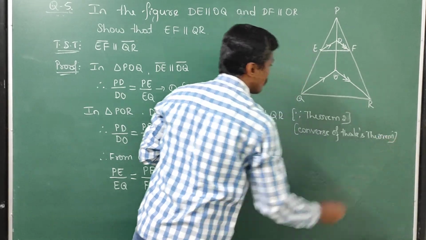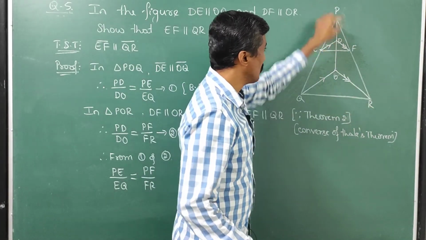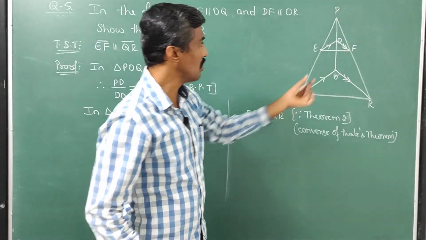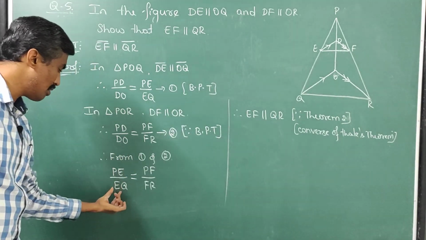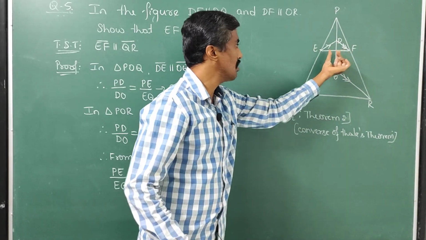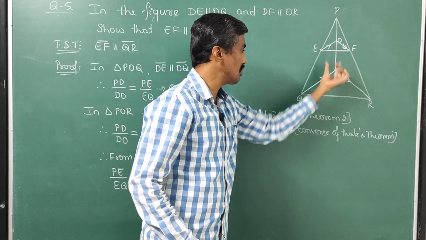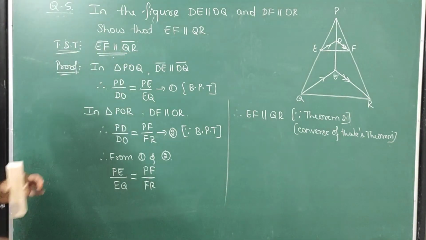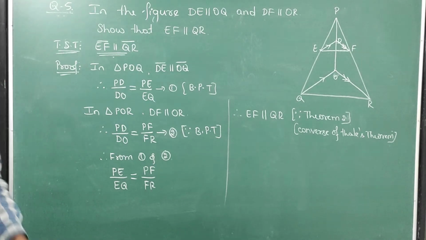So what is the converse of Thales theorem? If a line divides any two sides of a triangle PQR in the same ratio, then that line is parallel to QR. So we have proved that PE divided by EQ is equal to PF divided by FR, the two sides of the PQR. This ratio we got from the line EF, so that EF is parallel to QR. That is the thing we had to prove. I think you have understood. Now I'll move on to the sixth question.